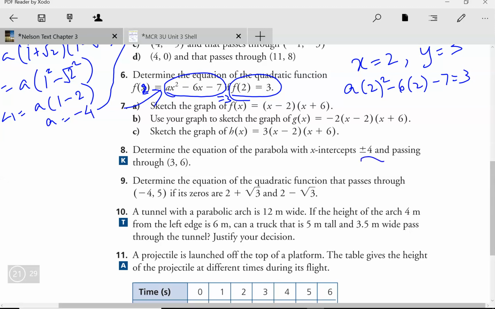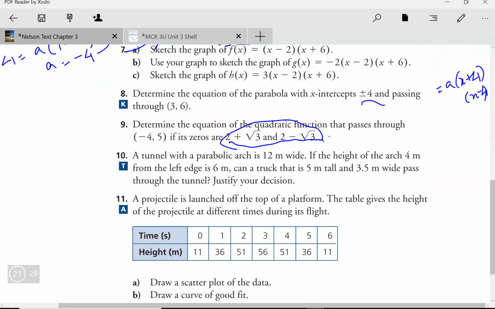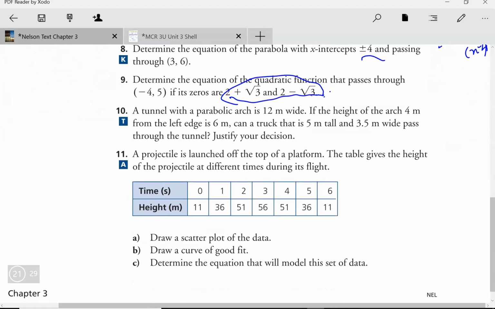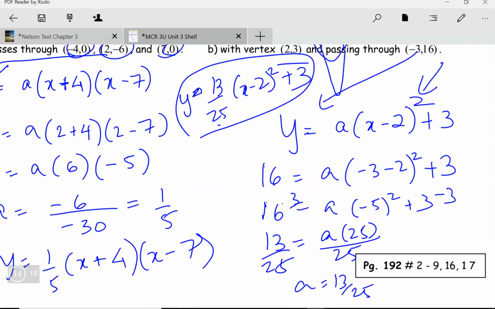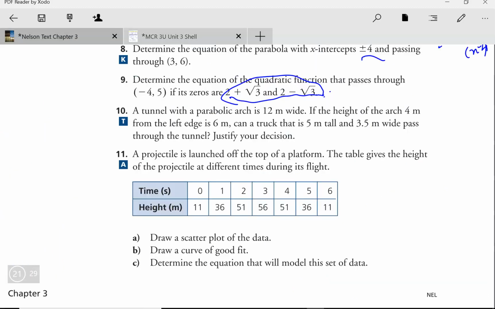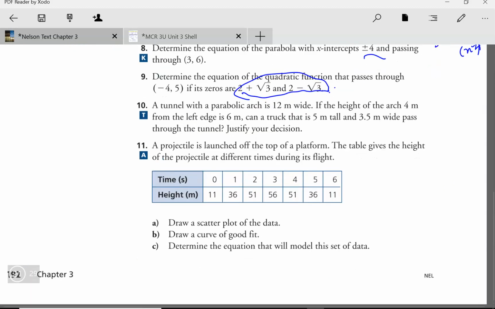The x-intercepts are plus or minus 4, so y equals a times (x plus 4) times (x minus 4), ta-da, that's that. This is again very similar to what we did above, so be careful about that. Here's a thinking question. I don't think this was part of the homework, as I recall, but we will consider it anyway, because it's a thinking question.